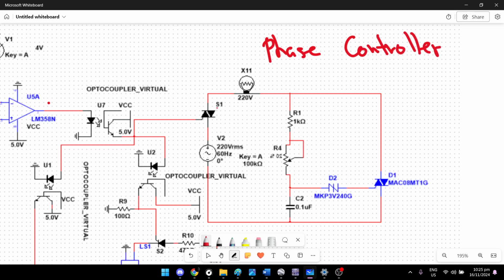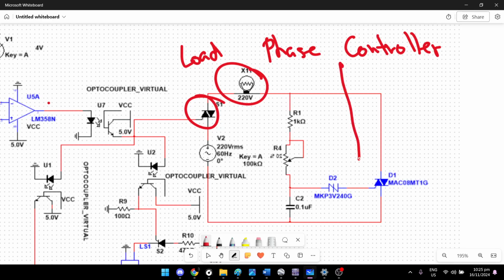The reason I use a triac here is just for controlling the 220 volts load. By the way, this is the load, I forgot to rename it. This is just for the trigger of the supply itself. After this, the phase controller is here. Here is a diac, and here is a triac, because I want to control AC motors.